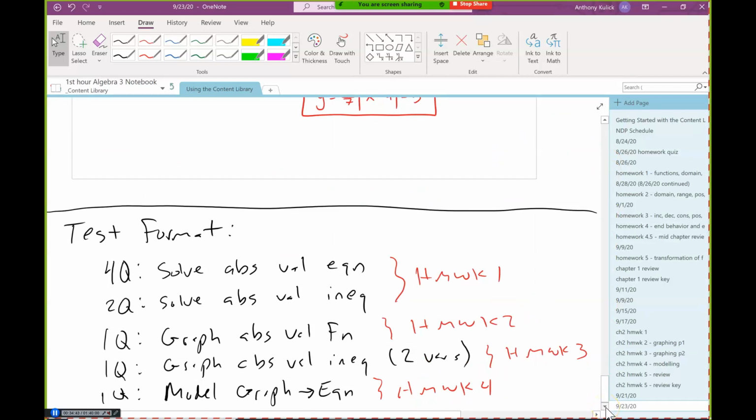And again, if you didn't write all of this stuff down or you want to go back and reference this, this is all in the content library, right? These are just the notes from today. So all the notes are always there. You can always find them on your OneNote, which is nice, right? To know that it's always there.